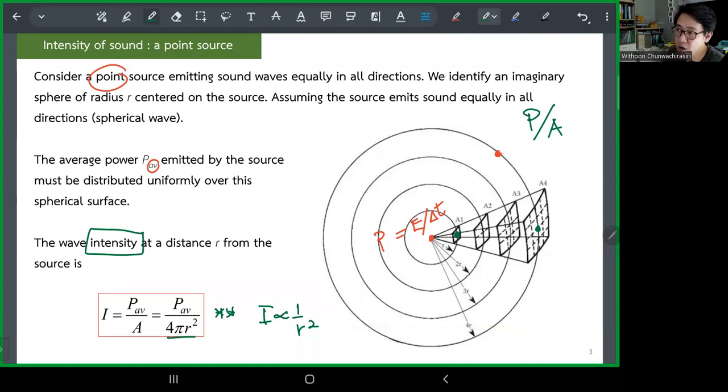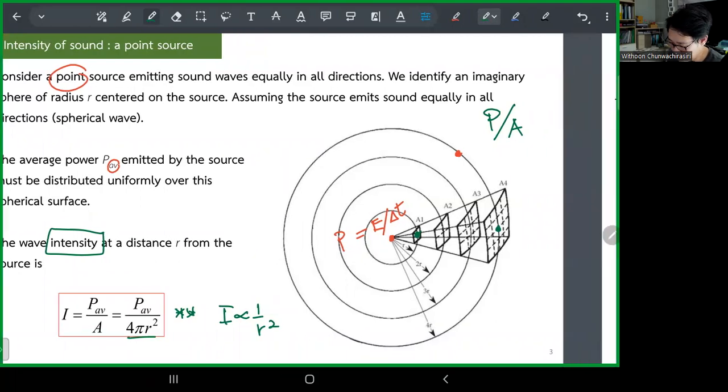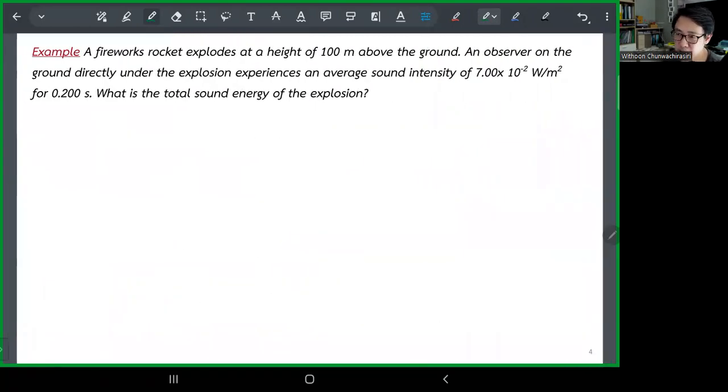So we don't even need any formula for the kinetic energy or gravitational potential energy anymore. We just say, given a power, or energy per unit time, you calculate the area that this power has to spread across, and you come up with the intensity of sound. All right, so let's check the very simple concept of this one and see if you understand how to calculate the intensity.